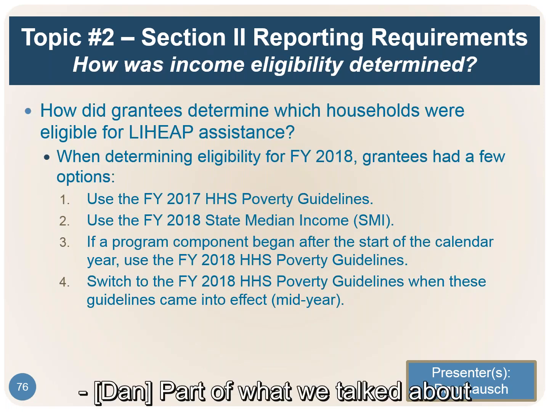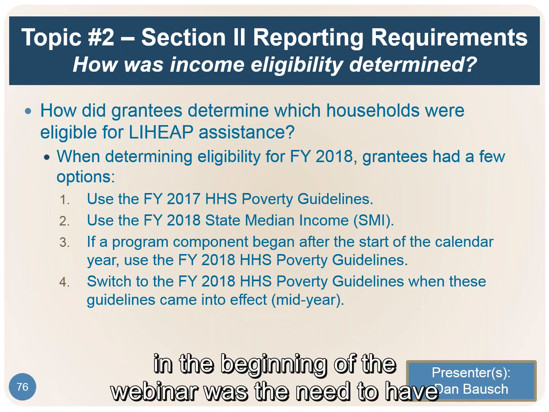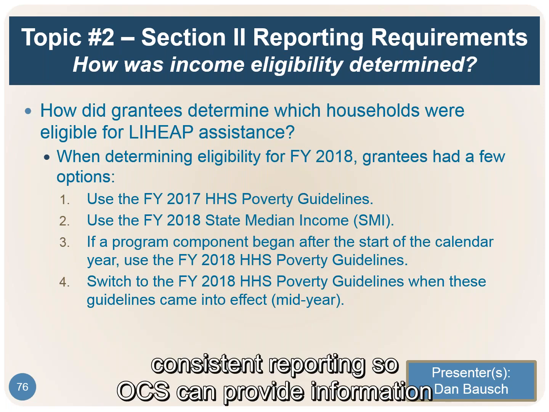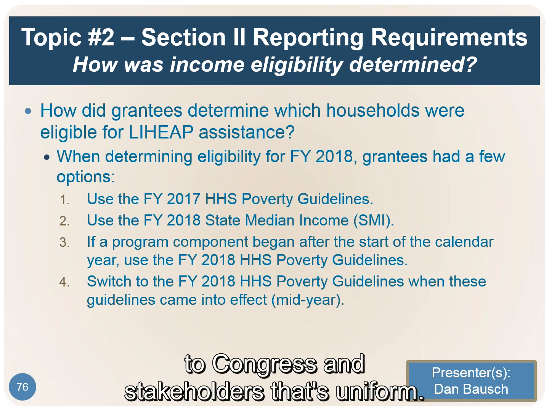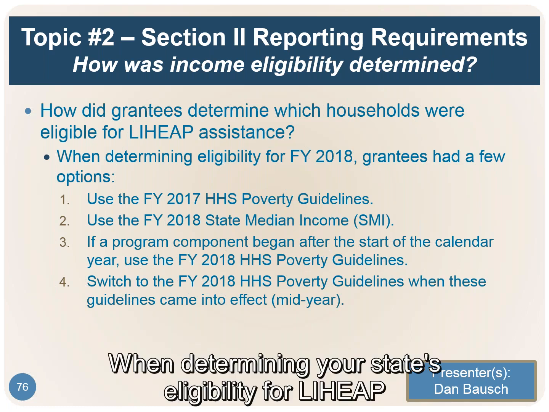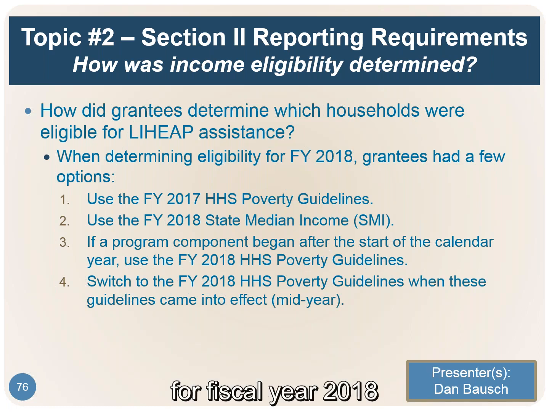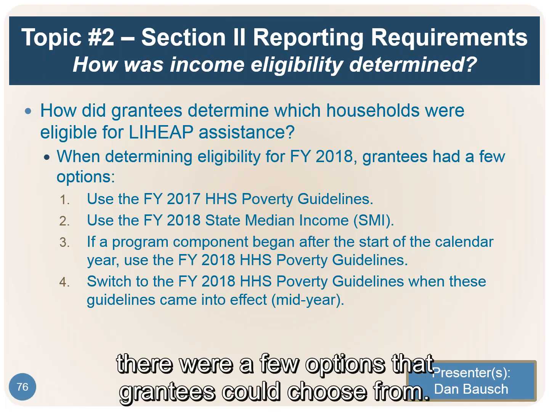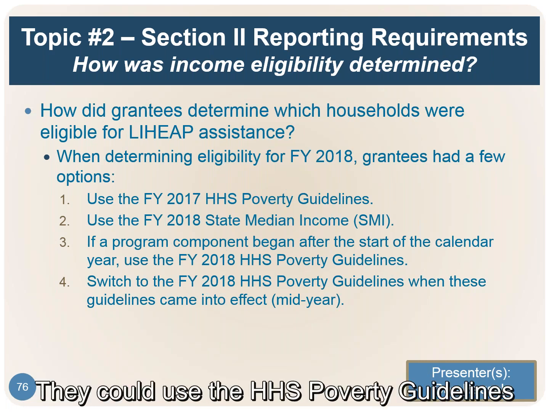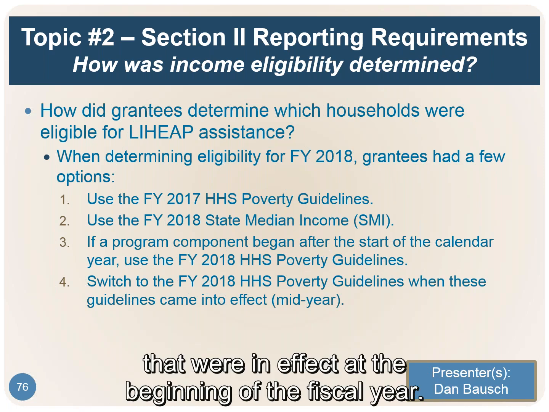So part of what we talked about in the beginning of the webinar was the need to have consistent reporting so OCS can provide information to Congress and stakeholders that's uniform. So when determining your state's eligibility for LIHEAP for fiscal year 2018, there were a few options that grantees could choose from. They could use the HHS poverty guidelines that were in effect at the beginning of the fiscal year.